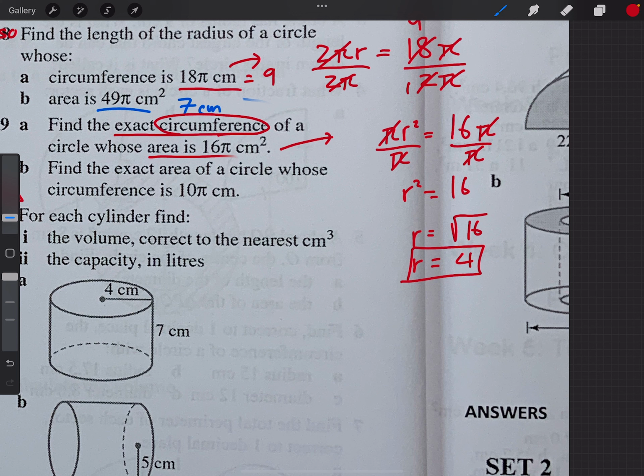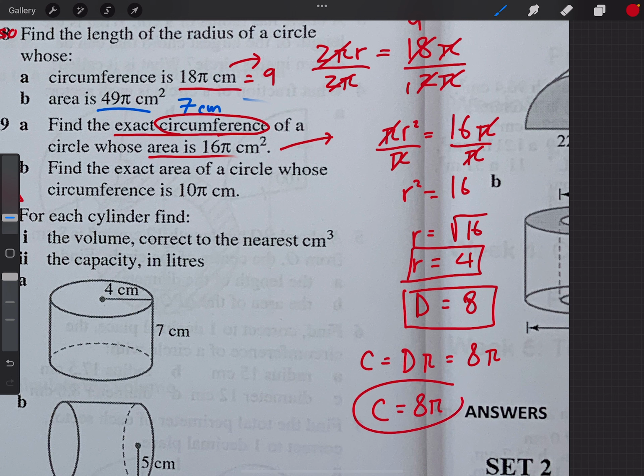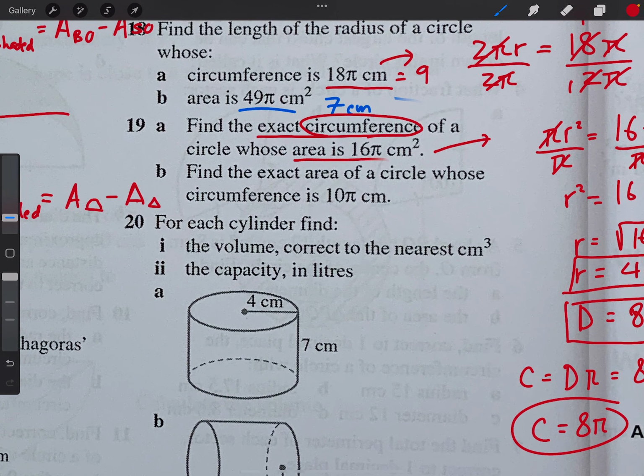So if the radius is 4, then the diameter must be double of 4, which is 8. Now circumference is equal to diameter times pi, which means 8 times pi. So circumference is 8 pi, and there's your exact value. The answer is 8 pi. They want the exact circumference, so that's the actual answer.